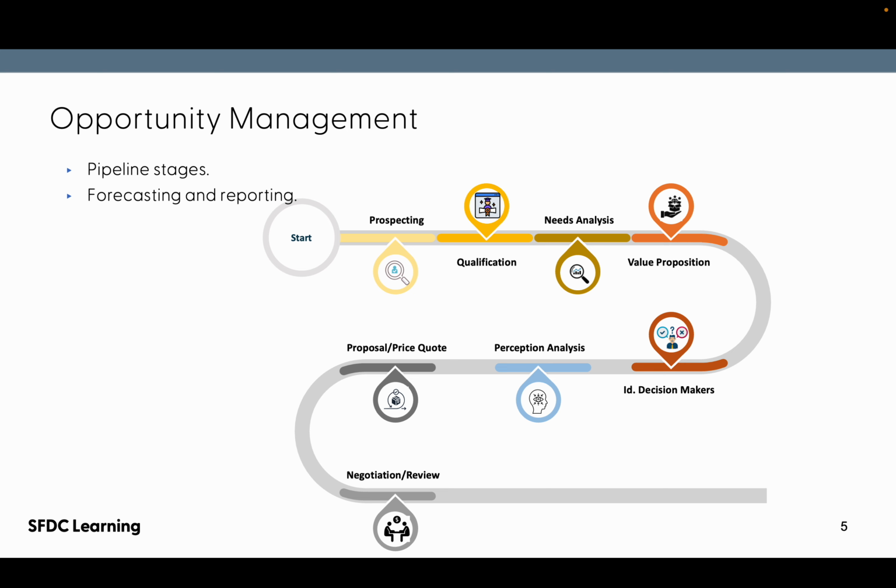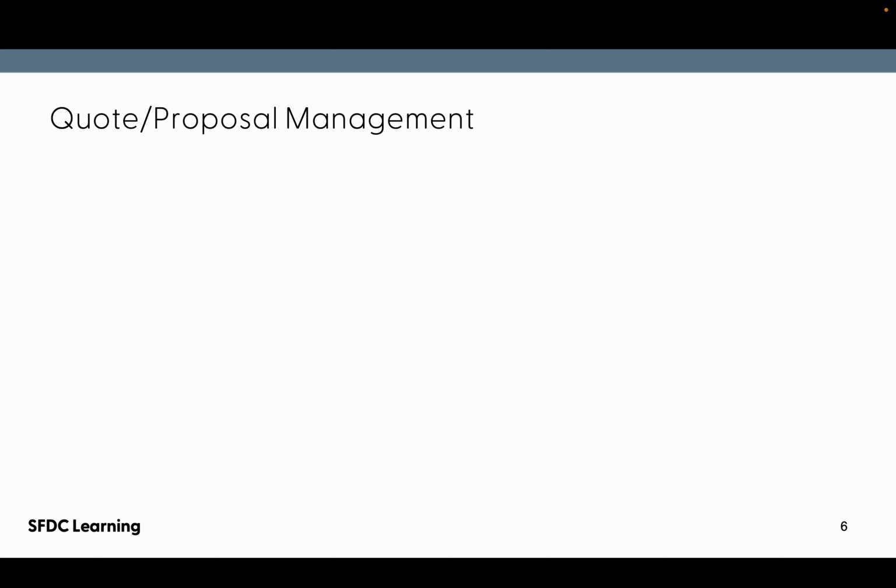So negotiation and review will happen, and then at the end, ideally the opportunity will be close won or close lost. So many a time it happens like whenever the negotiation and review happen, it didn't go your way, right? So at that time, the opportunity will be marked as closed loss. And in the other case, if everything works fine, then it will be marked as closed won. So this was the whole process of opportunity management, how the different pipeline stages will be, and what will be the process. Okay. Then let's go to the quote proposal management.